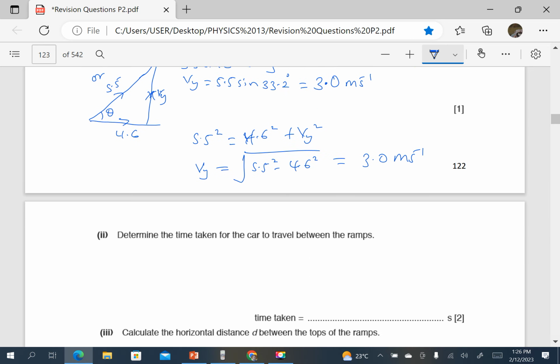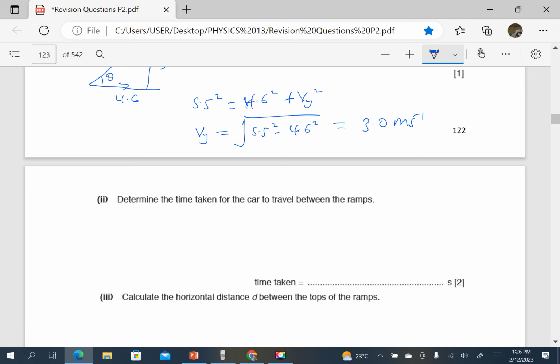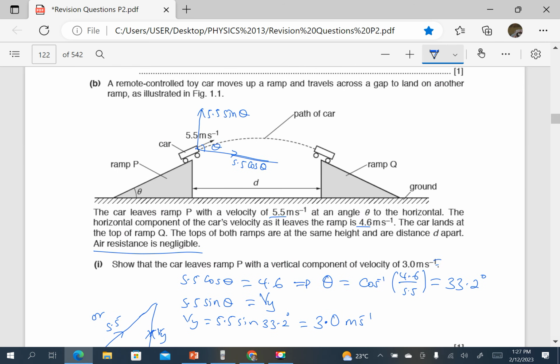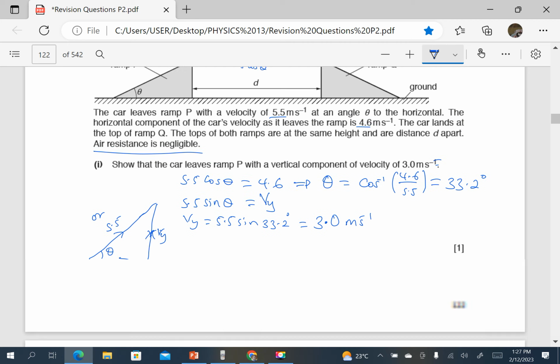Determine the time taken for the car to travel between the ramps. Since we have the horizontal distance, or we can even use the fact that it is leaving at this point and the vertical height is the same. So the vertical displacement, if I consider vertical motion, is 0. It starts from this level and comes back to the same horizontal level.